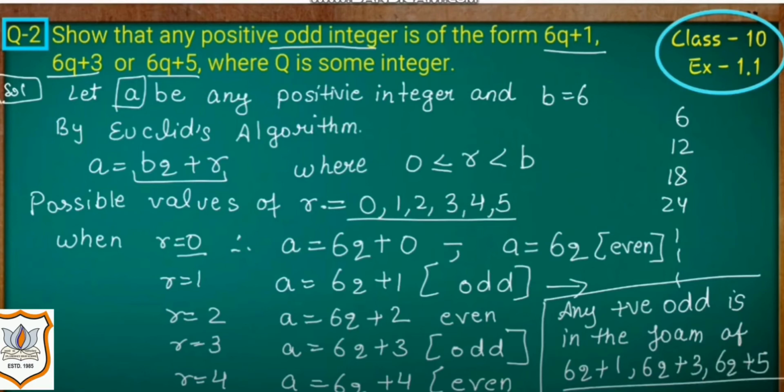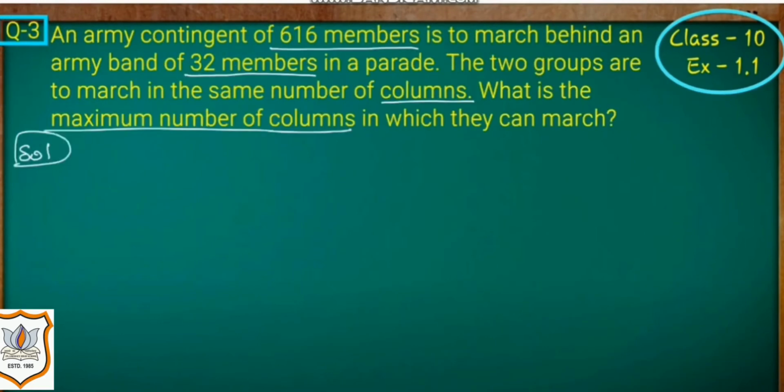If instead of r we put the value 3, a equals 6q plus 3. If here I put any integer value for q, for example 2, 6 into 2 plus 3, we get an odd value. In a similar way, r equals 4, we get a equals 6q plus 4, we get an even value. In a similar way, we can put r equals 5. There we get a equals 6q plus 5, we get an odd value. This means any positive odd integer is in the form of 6q plus 1, 6q plus 3, 6q plus 5.